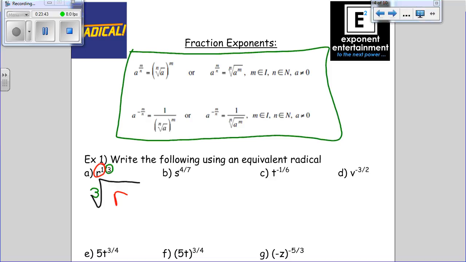So if you look at b, we want to change that thing into a radical. What does the bottom number become? Bottom number becomes the index, so I'm going to have a 7th root. The s to the power of 4, what happens to it? It stays underneath the root sign. So the bottom is the index. It goes both ways.